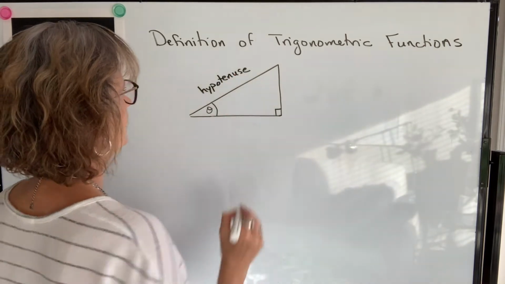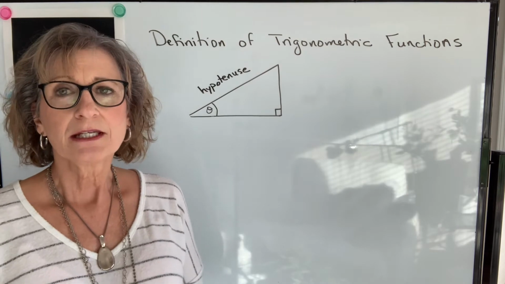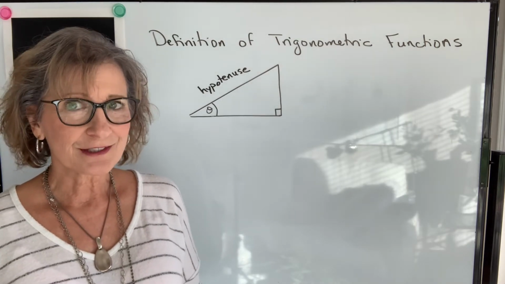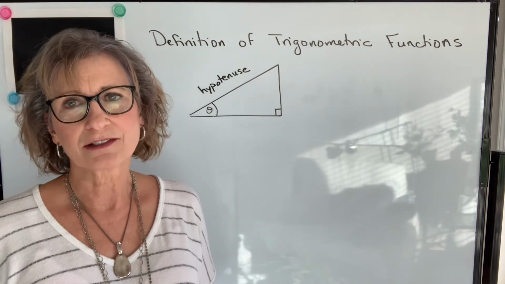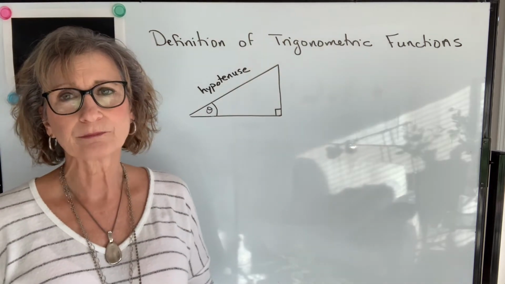Again, terminology that you'll want to get comfortable with because that's what it's always referred to. It will always be the longest side of your right triangle because this is the largest angle in your right triangle.